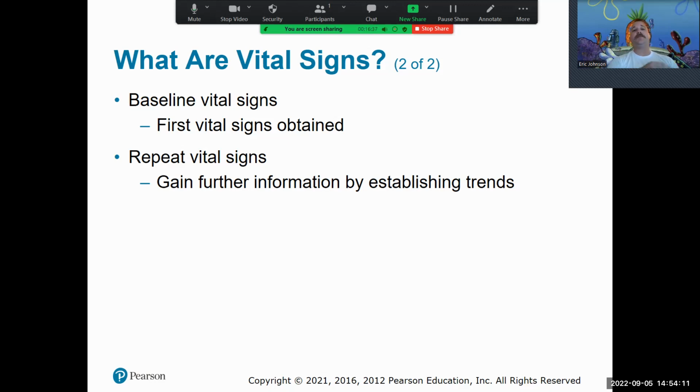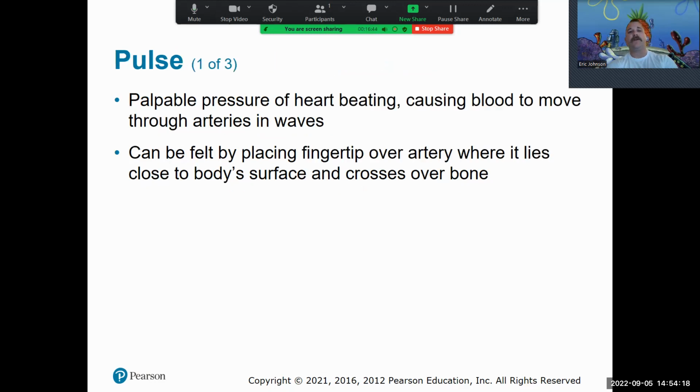So now that you understand the difference between a baseline set and your trending vitals, we're going to move forward and start talking about the actual vital signs themselves. The first is pulse. Your pulse is the pressure that we are able to palpate as the blood is pressed into the arteries from the heart. This can be found at the pulse points that we discussed in class, but we will review by placing 2 fingers gently over the surface of where that artery lies closest to the skin.